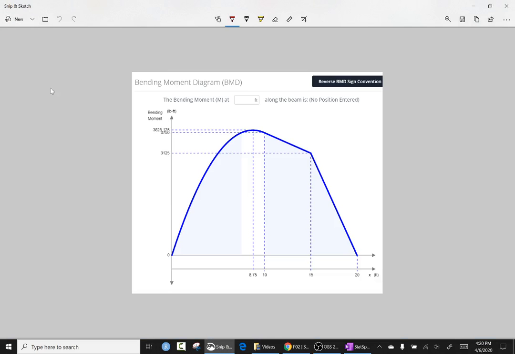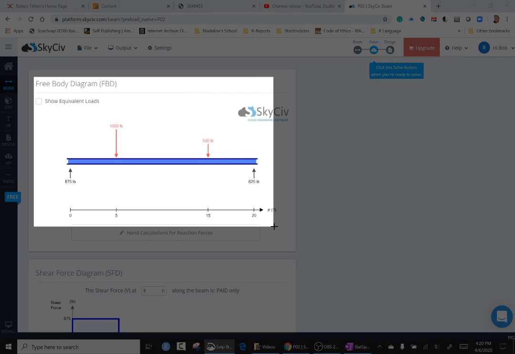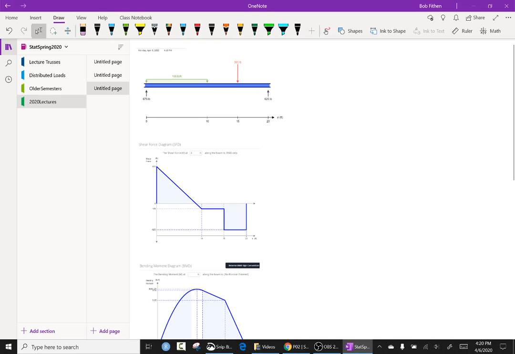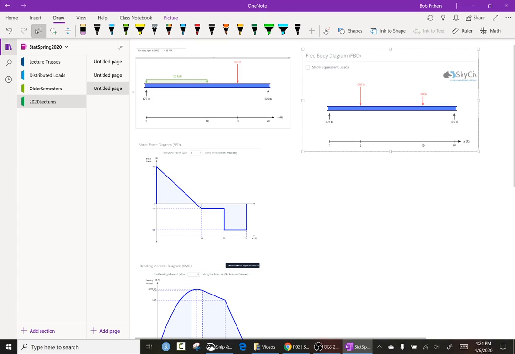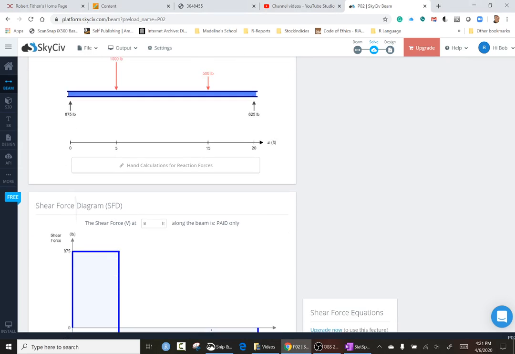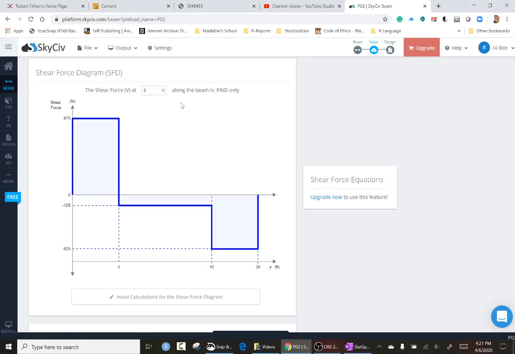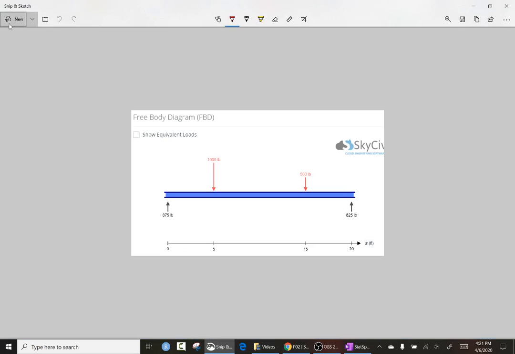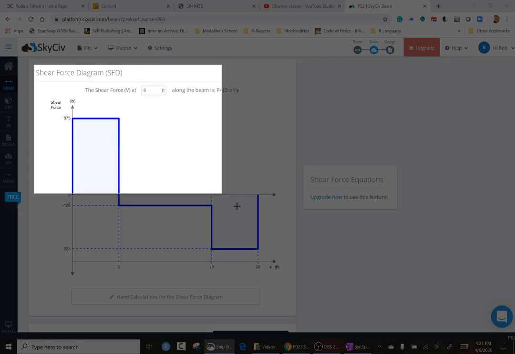I'm going to snip the information from the free body diagram and drop it right here. Maybe move it up a bit. And I'm going to go back, look at the shear diagram, and let's compare those two. We're going to compare them in detail. It may have some educational purpose, like explaining what these are.